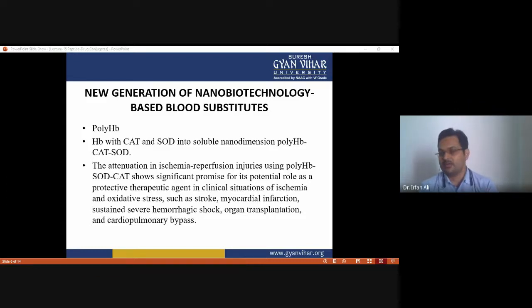with a p-value less than 0.01. The attenuation of ischemia-reperfusion injury using polyhemoglobin-SOD-catalase shows significant promise for its potential role as a protective therapeutic agent in clinical situations of ischemia and oxidative stress, like stroke, myocardial infarction, sustained severe hemorrhagic shock, organ transplantation, and cardiopulmonary bypass. Okay, so these are some of the areas we need to focus on.